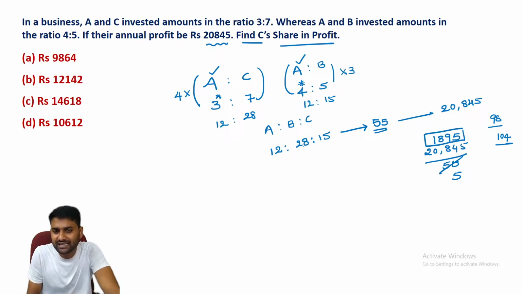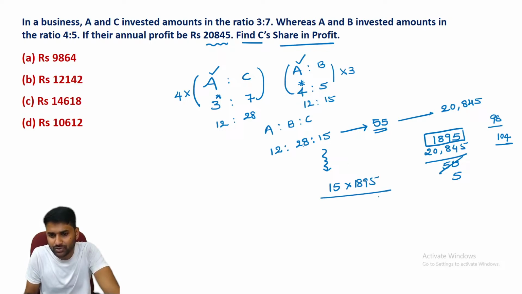Now what is the C share in the profit? What is the C share here? 15 is multiplied with 1895. Go through the calculation. 5 fives are 25. 9 fives are 45 plus 2 is equal to 47. 8 fives are 40 plus 4 is equal to 44. 5 ones are 5 plus 4 is equal to 9.